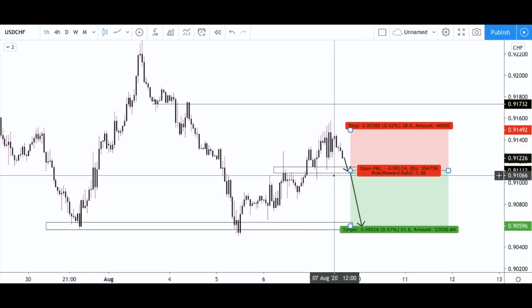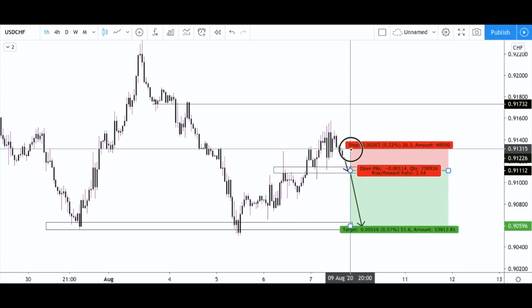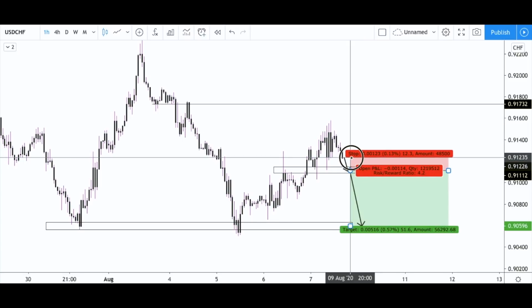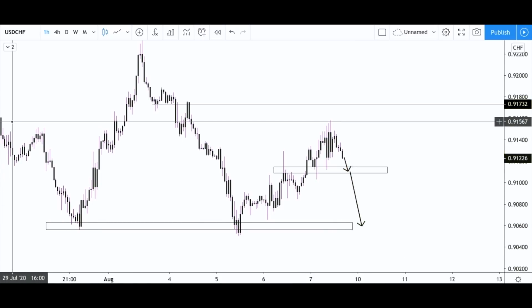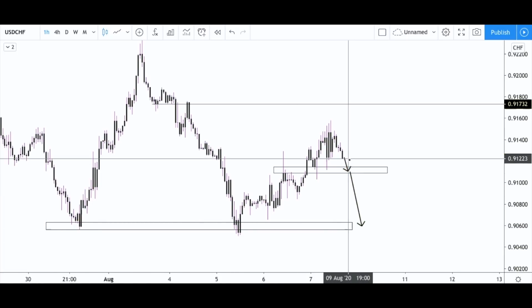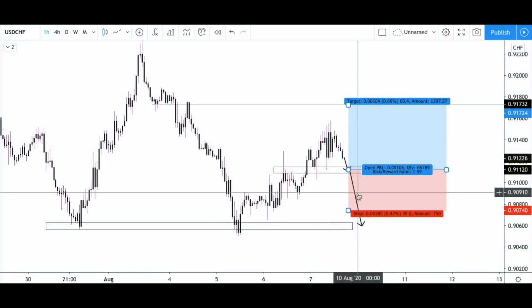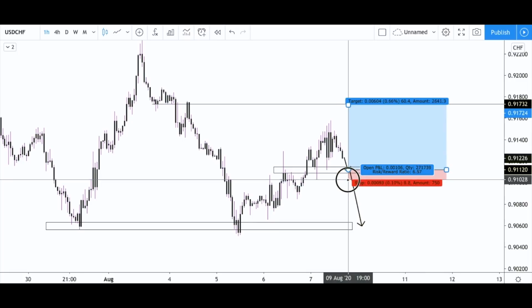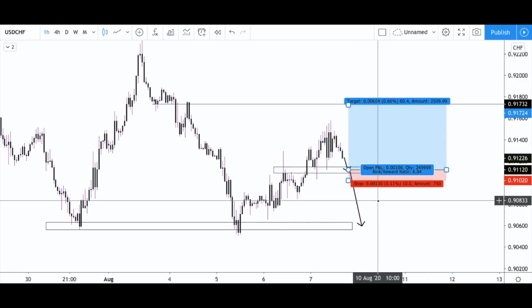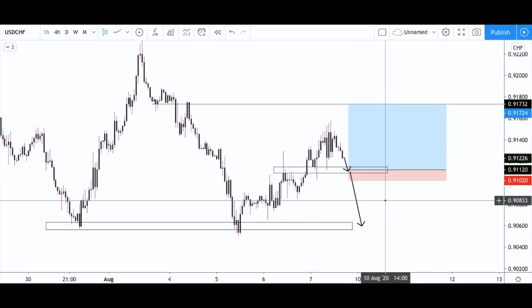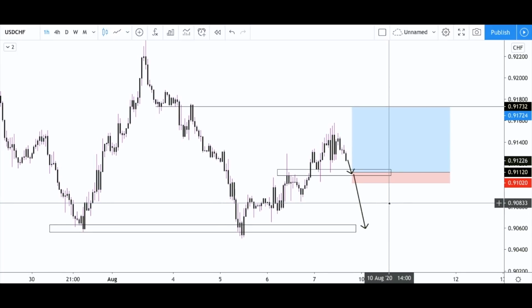If we were to enter the short position and price happens to break this level of support, we would then be looking for a 1 to 4 risk reward ratio, and if price happens to break towards the upside, reject this level of support and continue to push towards the upside, we would then be targeting this level, and our stop loss would just be around here, so around a 1 to 6 risk reward ratio on this as well. So USDCHF could be a good trade as well, and that's pretty much it.